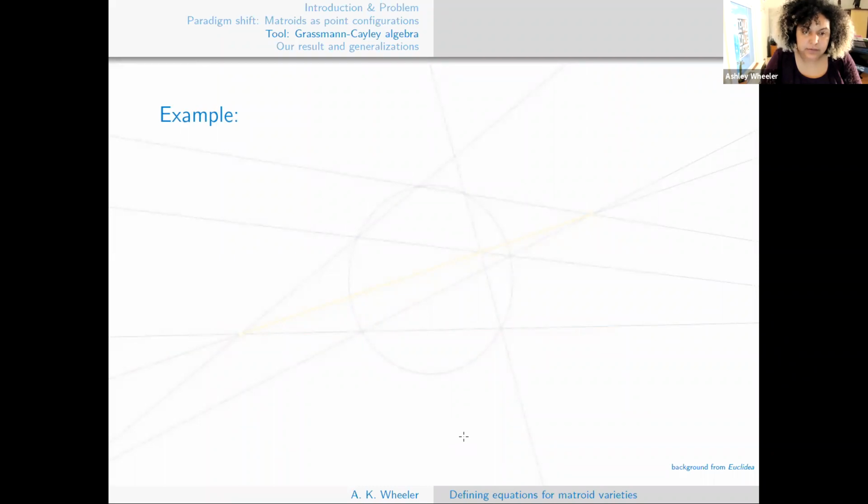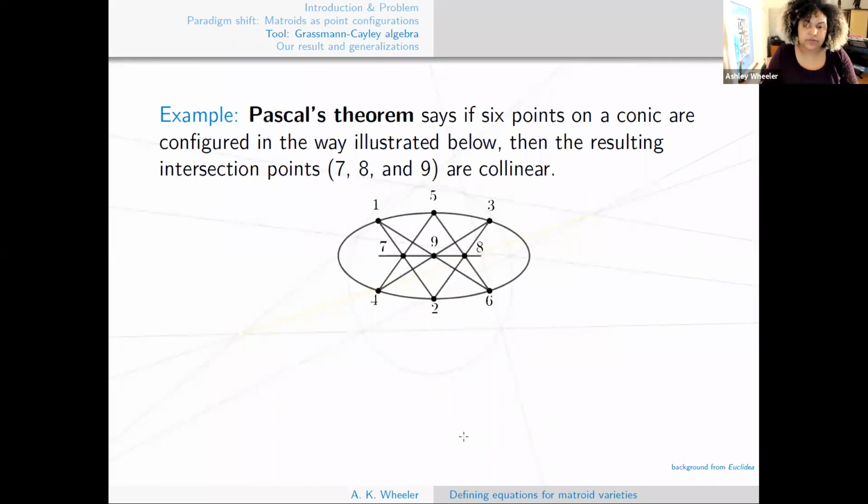Here's another example that's more interesting. It's based on Pascal's theorem, which says that if 6 points on a conic are configured in the way illustrated below, then the resulting intersection points are collinear. So I think that in the elevator pitch video, I said that the 6 points had to be on a hexagon. That's actually not quite true. That's a special case, and that's what's known as Pappus's theorem, which is a similar theorem in projective geometry.